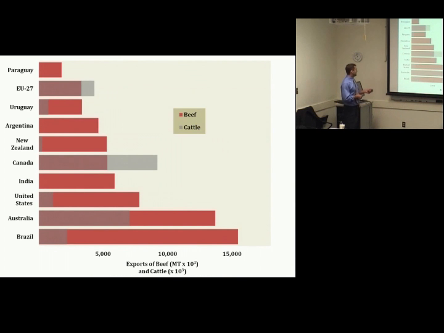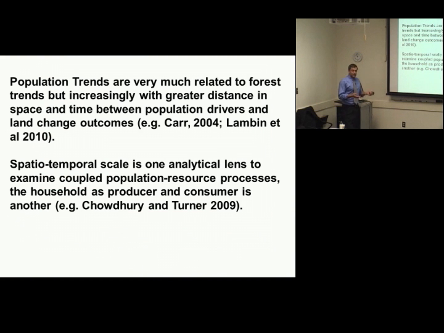Exports of beef and cattle, Brazil, again, leads the globe, and we have other countries such as Uruguay, Argentina, and Paraguay that are also among the global leaders. So again, population trends are quite related to forest trends, it appears, but increasingly with greater distance in space and time between those population drivers and land change outcomes. And whereas in terms of the migration transition, it was a rural-rural pattern, now it's a rural-urban pattern, but elsewhere.